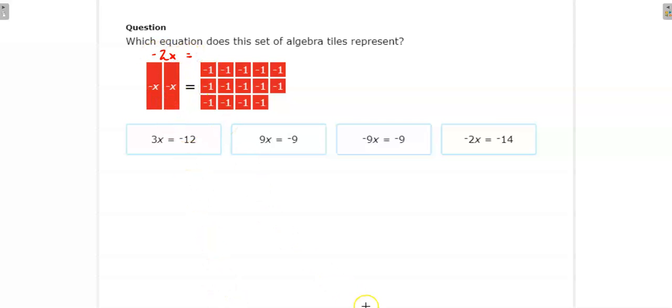And then on the right, let's count the solid grid that we have first. We have 3 down, 4 across, that's 12, plus 2 more is going to be 14. So we'll put that 14 in there. And so we should be looking for negative 2x equals 14. And it looks like down here on the end we have negative 2x equals negative 14. So our fourth selection is the correct answer.